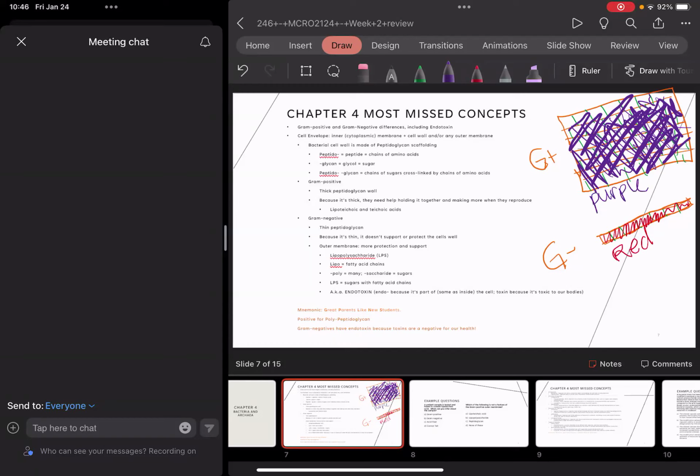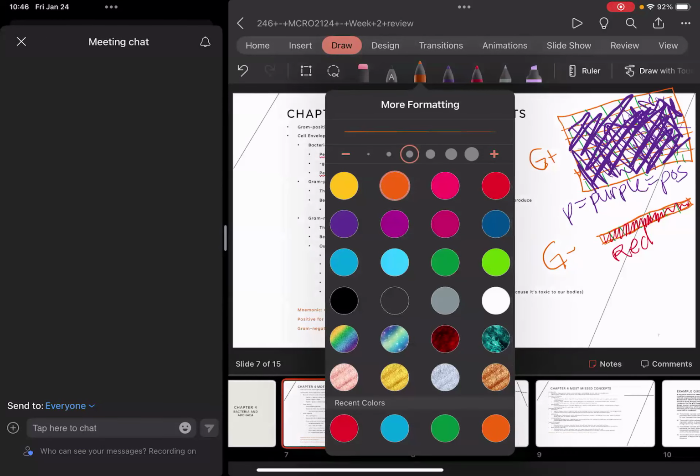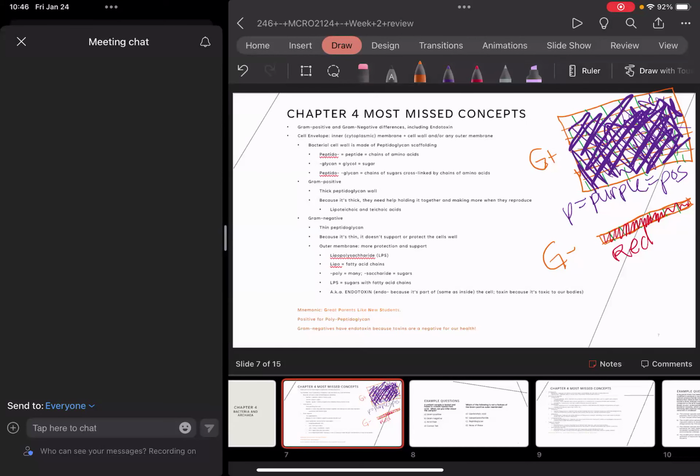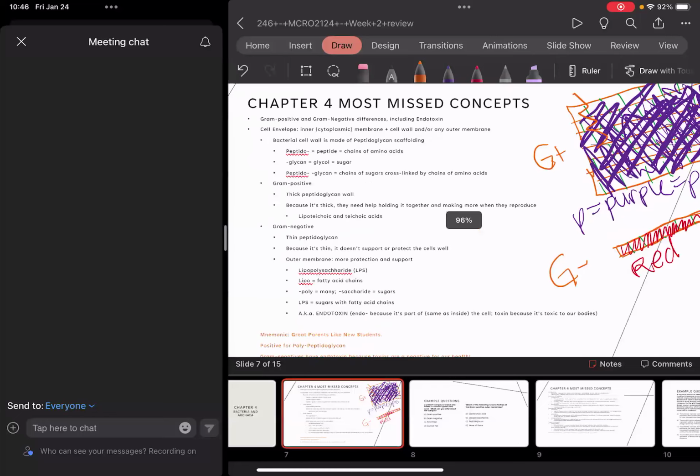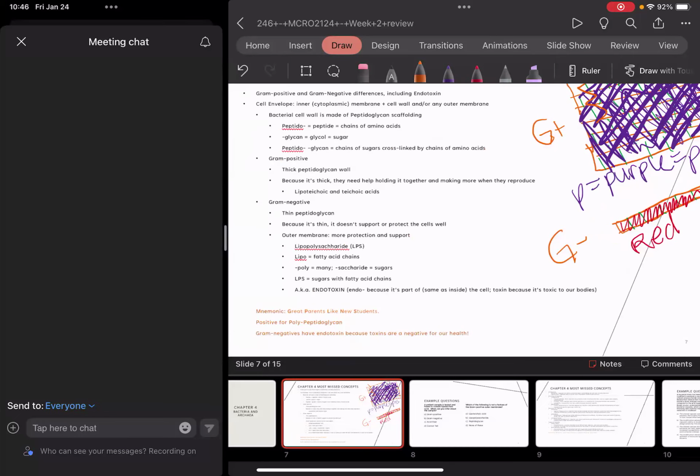P, positive, purple. Red to me is a negative color. That's how I remember the difference, okay? So that's what's really going on. Our gram-positives also have an extra molecule in the surface of their cells that helps maintain the structure of this very thick multi-layer scaffolding. These molecules are called lipoteichoic and teichoic acid. So we have that on here somewhere, I believe. Yeah, here we are. So our gram-positive guys have that to help maintain that.